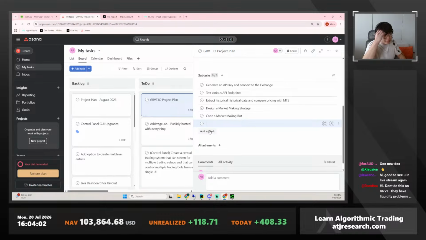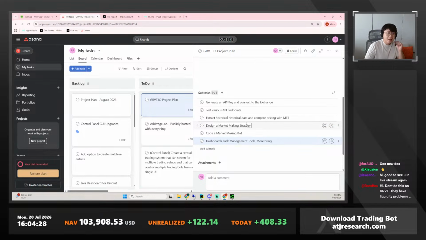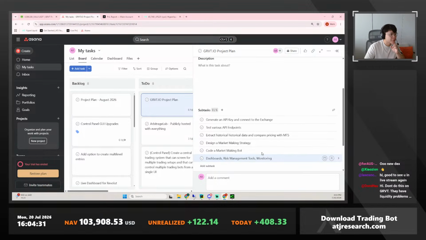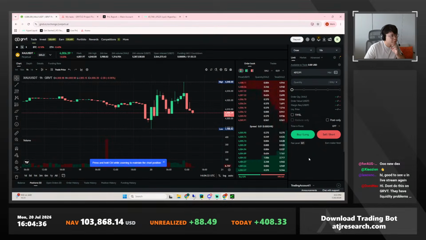And then once the market making bot is done, we just need to observe, optimize, and see how the trading bot executes. After that, we're going to do all the other things as usual: dashboards, risk management tools, reporting, and monitoring. So it is the same thing as with Hyperliquid. Again, same procedure, but just a different API. And we're going to see how far we'll get. It is quite a big project, but in my opinion, a very fun project.